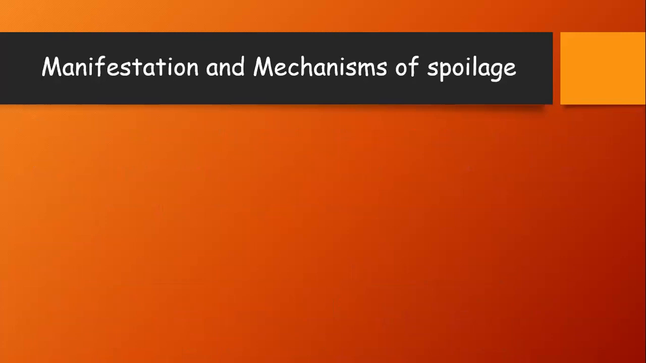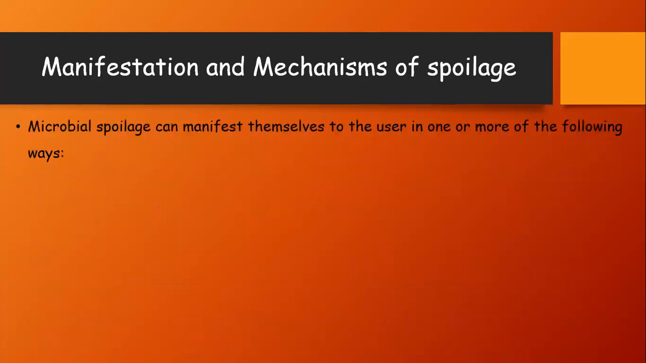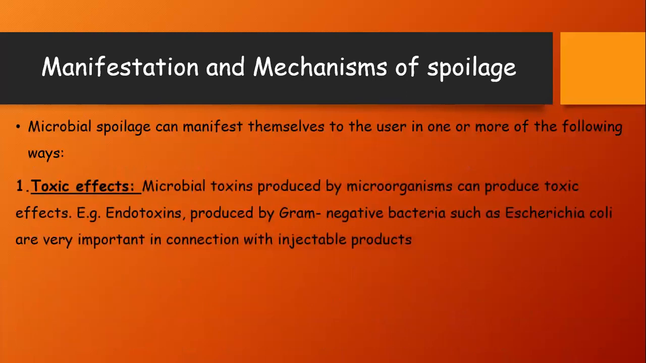After this, we move to manifestation and mechanism of spoilage. Microbial spoilage can manifest themselves to the user in one of the following. When we talk about manifestation, we mean when a product has been contaminated already. First one is the toxic effect.